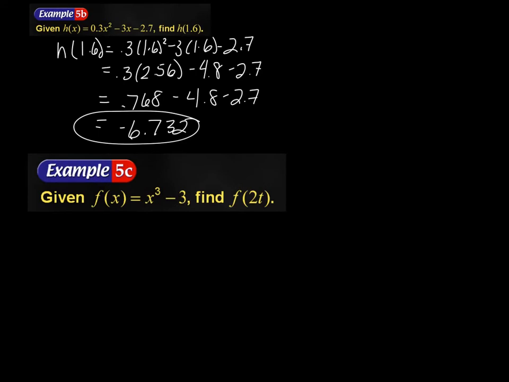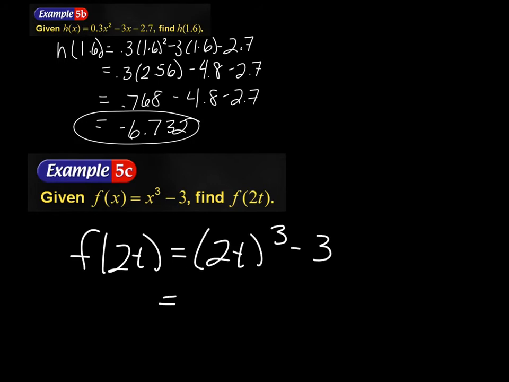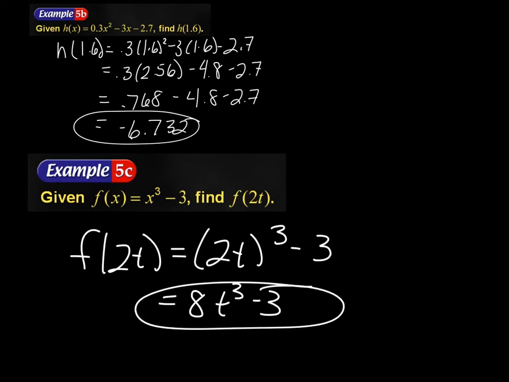It actually gets easier when they add variables. If I want to find f of 2t, I'm going to replace x with 2t. 2t cubed would be 2 cubed is 8, t cubed minus 3. They're not like terms. I can't combine them, and I'm done.